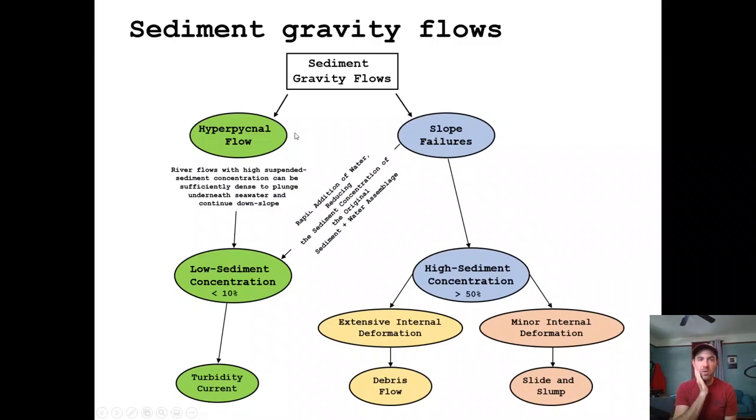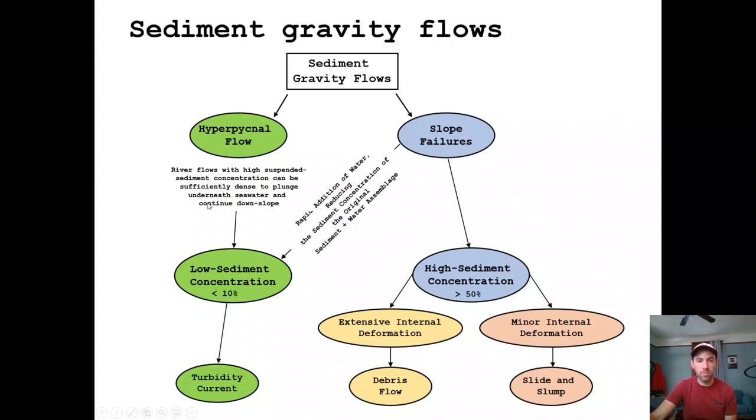Now, a hyperpycnal flow is when a river enters a body of water with high suspended sediment concentrations. It has to be high enough to be sufficiently dense that when it reaches a certain depth, it's no longer able to push out enough water to maintain the full water column thickness of that dense sediment-laden flow, and at a certain point it starts to plunge under the main water column. This is much more common in freshwater environments, like if you have a high suspended sediment concentration river flowing into a deep lake, for example. This can be very common.